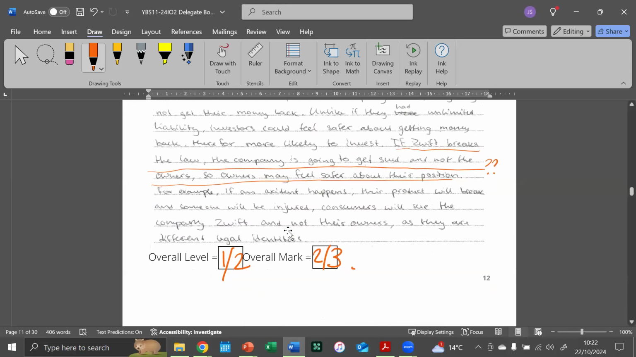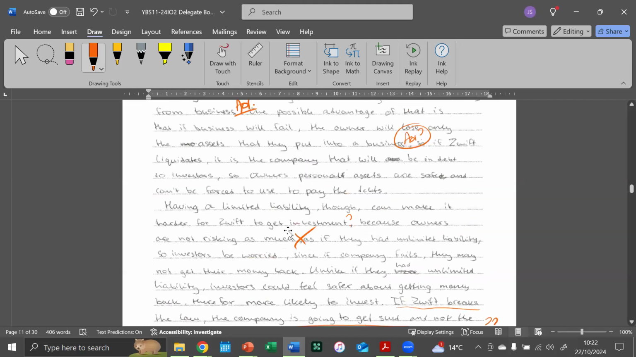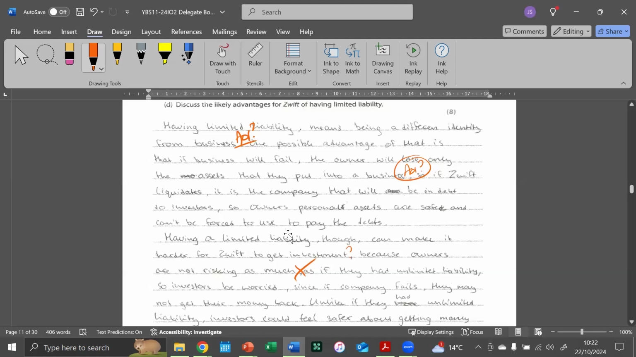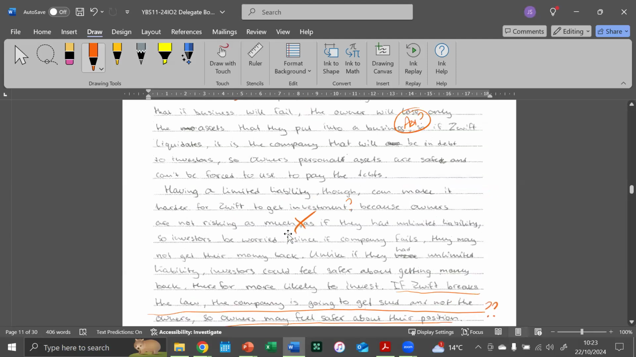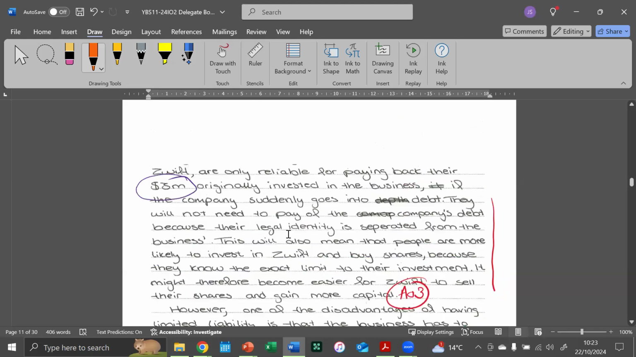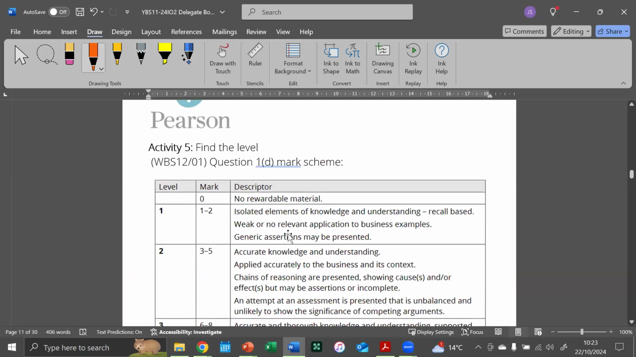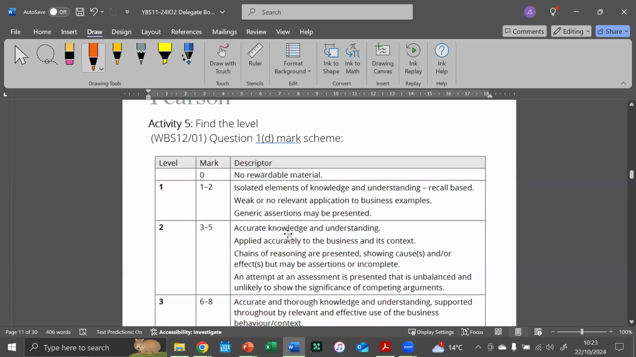Yeah, I can explain the 1/2 and the 2/3 because I have got bits and pieces here of knowledge, and maybe a little bit of analysis. So when I go back to the mark scheme, I'm asking myself, there's something in that that's valid for sure. There is definitely not zero understanding of limited liability. So have I got some isolated elements of knowledge and understanding? I haven't got any application. I might have a little bit of analysis.